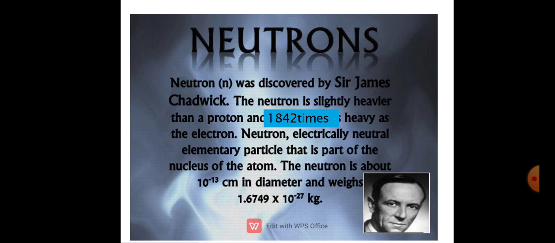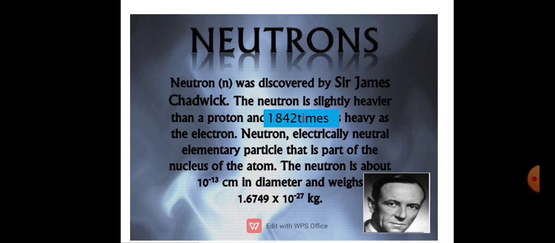Then we discuss the neutron. The neutron was discovered by Sir James Chadwick. The neutron is slightly heavier than a proton, meaning the neutron has a higher mass than a proton, and it is 1842 times heavier than the electron.